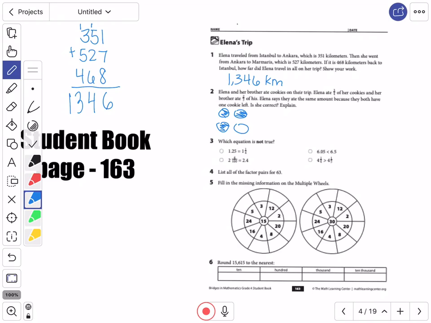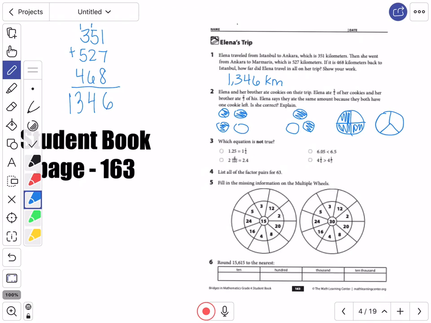If Elena ate 3/4 of her cookies, imagine that she actually had 4 cookies and she ate 3 of them and she has 1 cookie left, right? And imagine that her brother only had 3 cookies and he ate 2 of them. And he has 1 cookie left. Notice that she ate 3 cookies and he ate 2.